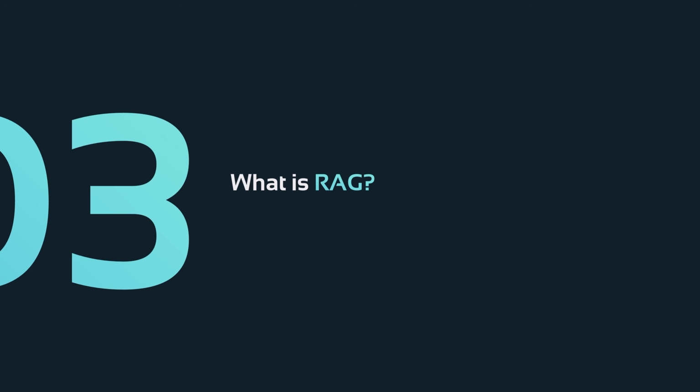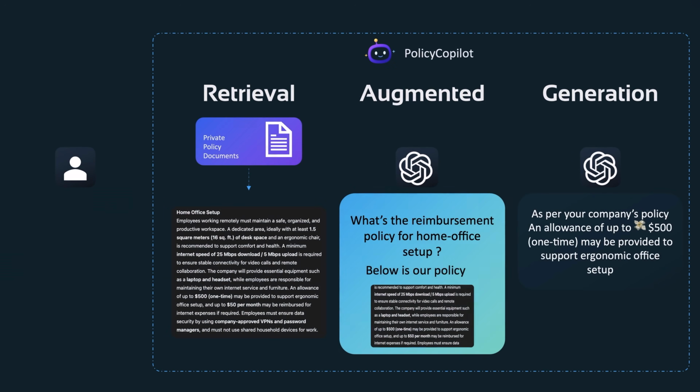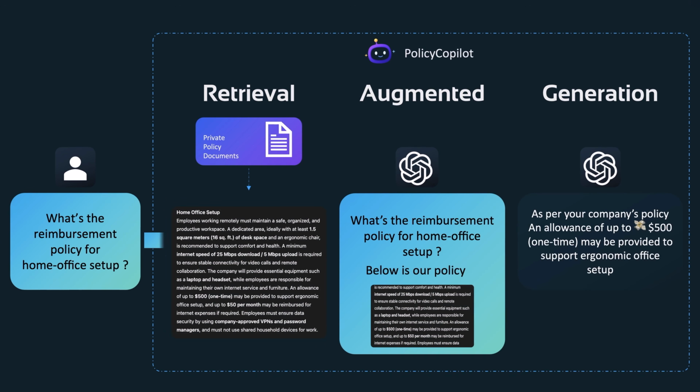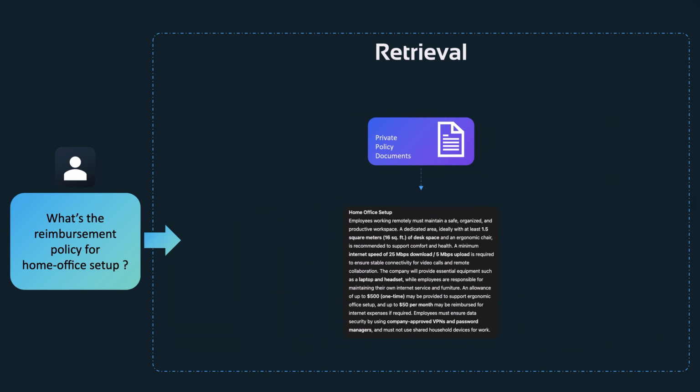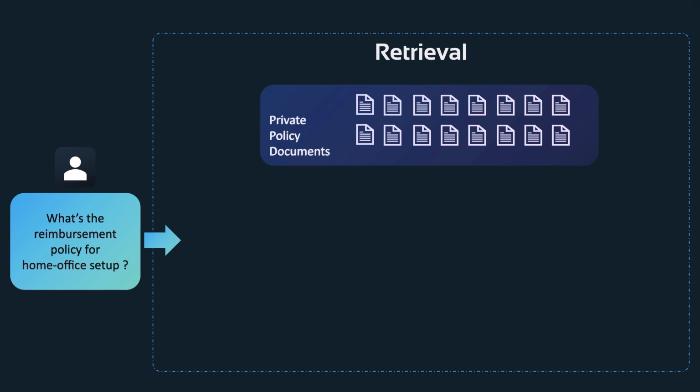Let's now look at what RAG is in the first place. So far, we've decided that we're going to build our policy copilot system where employees can ask questions and it retrieves the relevant information, augments prompts, and generates a response. We'll now see how each of these work. Let's look at retrieval first. Retrieval is a process of retrieving relevant information. But how do you do that? There may be hundreds of policy documents. How do you find which one is the right one that has context related to the user's question? And what do you search for within these files?